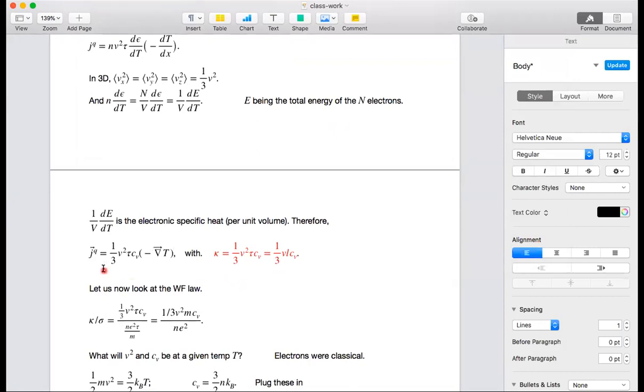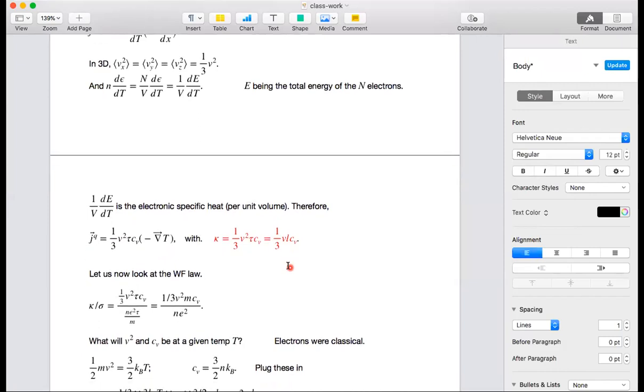We got an expression for J_Q, which is proportional to the gradient of T. From that, we can write this proportionality constant as kappa, which turns out to be 1/3 v squared tau times C_V, which is equivalently 1/3 v l, where l is the mean free path, remember, times C_V. So we are happy. We have got an expression for the thermal conductivity of metals.